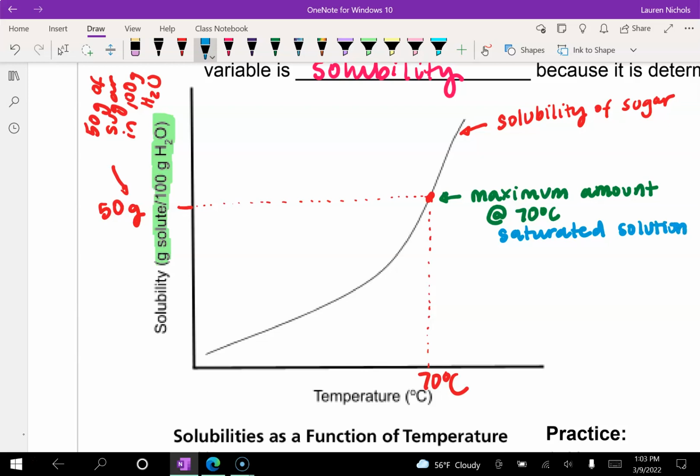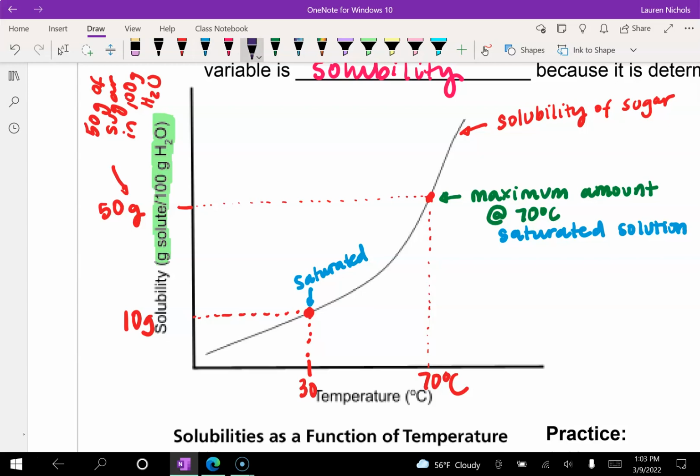So another example of that is, let's say we're not at 70 degrees. Let's say that we are at, I don't know, like 30 degrees. Well, if we were to look at that point, let's say it's about 10 grams, then that point is also saturated. Whether or not you're saturated is very dependent on the temperature that you are looking at, because 10 grams would not be saturated at 70 degrees.